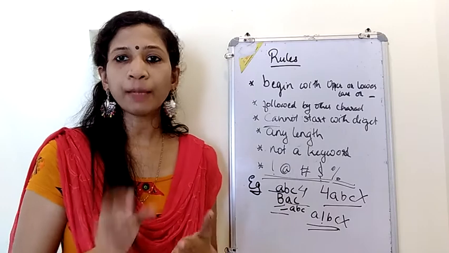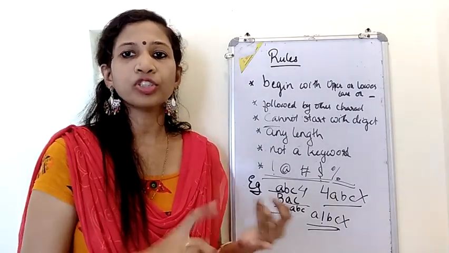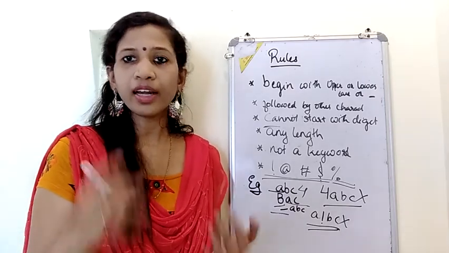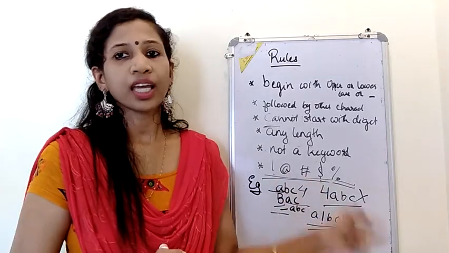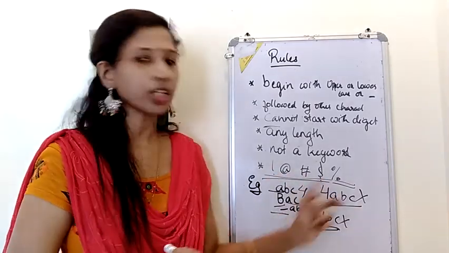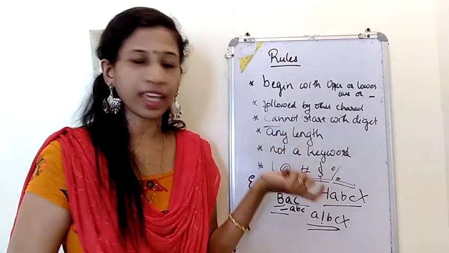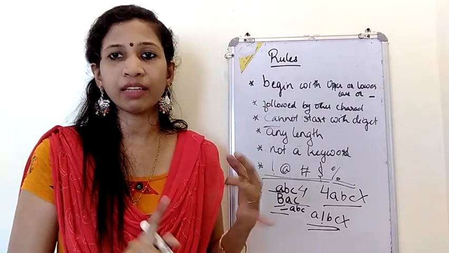So these are the important rules. Just remember that when we are naming a variable, it should either begin with a small letter, capital letter or underscore. Underscore can be used at any place. No other symbols are used while naming. These symbols are not used while naming a variable. Then it can be of any length. Also remember that we should not begin with a digit.